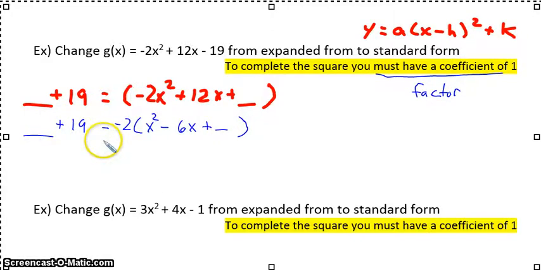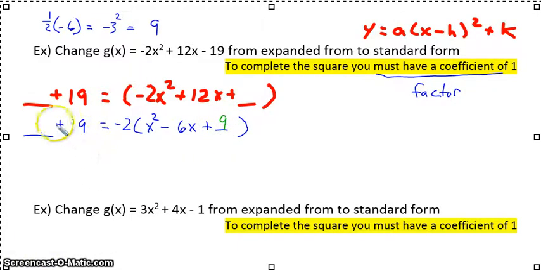And so then I'll go through and do the completing the square process. Remember, the formula is half of this middle term, negative 6. Half of negative 6 is negative 3. Then I take negative 3 and I square that and I get 9. So in the blank I'm going to put a 9.